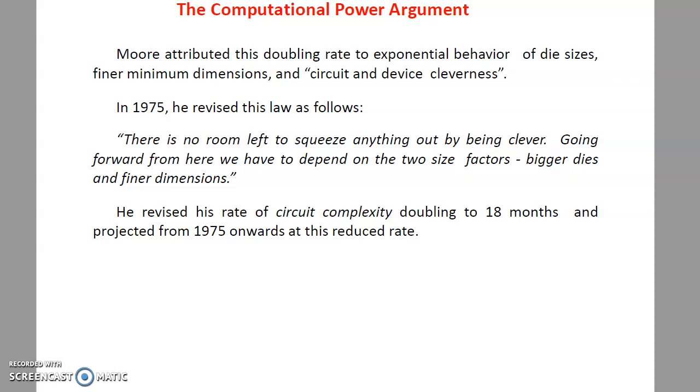Okay. He revised his rate of circuit complexity doubling to 18 months and projected from 1975 onwards at this reduced rate. So now he didn't feel that every year we could double the capacity or the complexity. We could do it only after every 18 months. So he started finding out limitations in the uniprocessor systems.